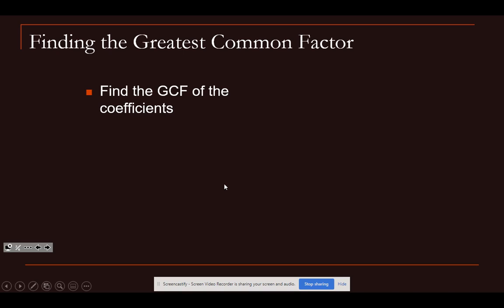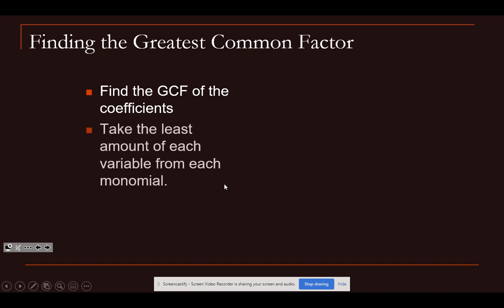The first thing that we want to do when finding a greatest common factor is to find the greatest common factor of the coefficients. From there, you want to take the least amount of each variable from each of the monomials that are present. And then take all of your variables and the greatest common factor and squish them together, and you have your greatest common factor monomial.